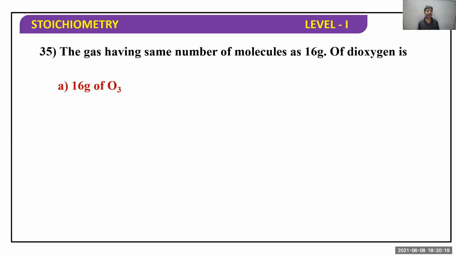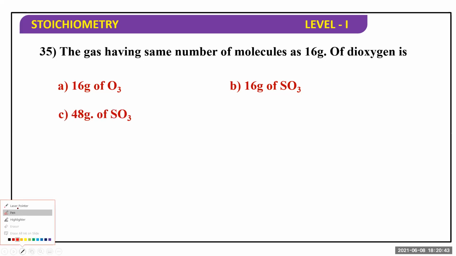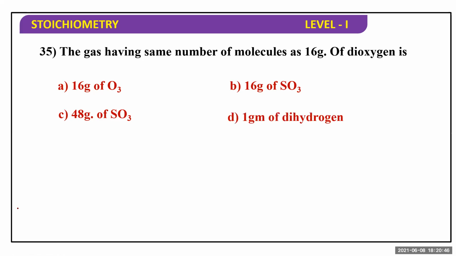Next question: the gas having same number of molecules as 16 gram of dioxygen is, because 16 gram means it is half mole oxygen. Options include half mole sulfur trioxide. So which one is the correct?